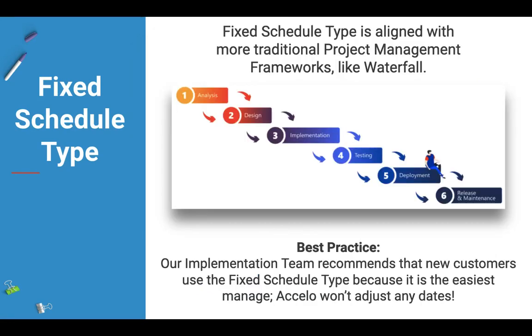The fixed schedule type was really built to align with pretty traditional project management frameworks like waterfall, for example, where the first phase of a project has to be started and completed before the second phase of a project can even begin. Every sequential phase of a project is dependent on the prior one being completed.